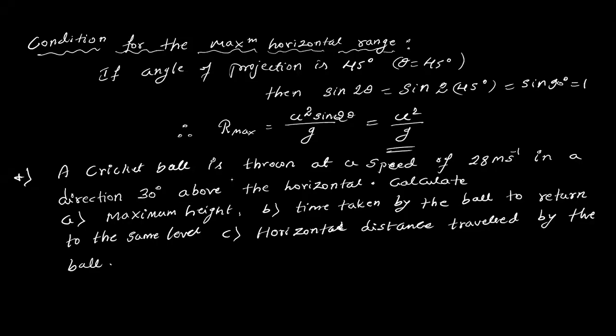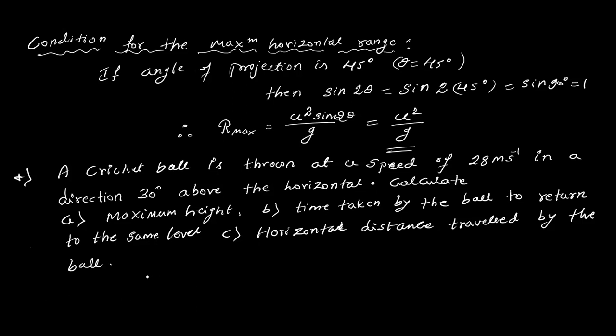This is the problem. A cricket ball is thrown at a speed of 28 meter per second in a direction 30 degree. It is thrown at 30 degree above the horizontal. Calculate the maximum height, the time taken by the ball to return to the same level, that means the total time of flight we have to find, and the horizontal distance.